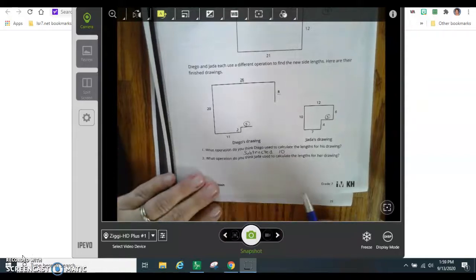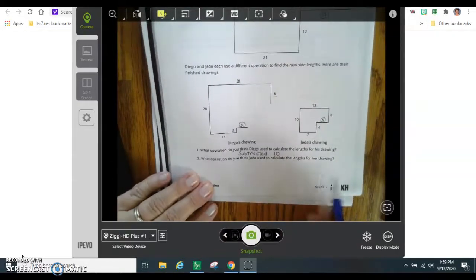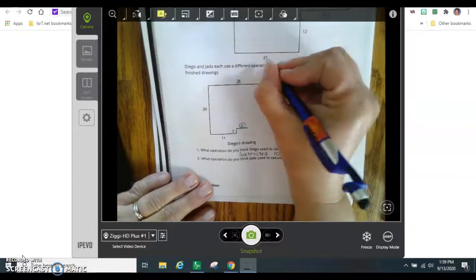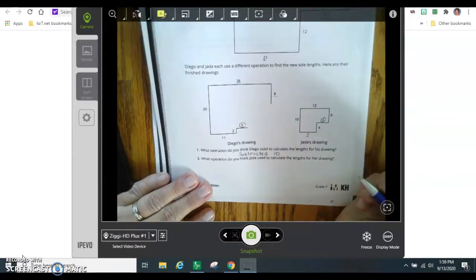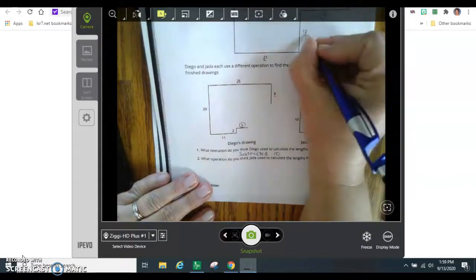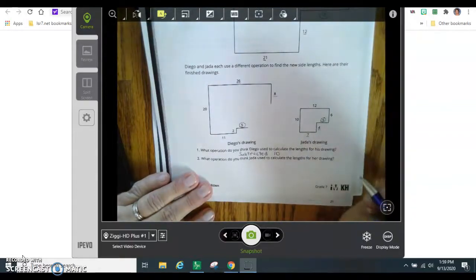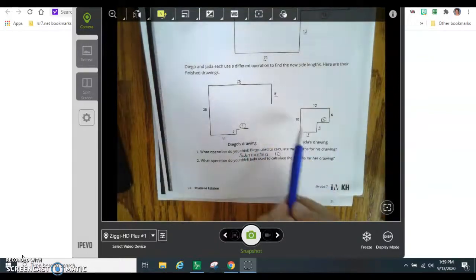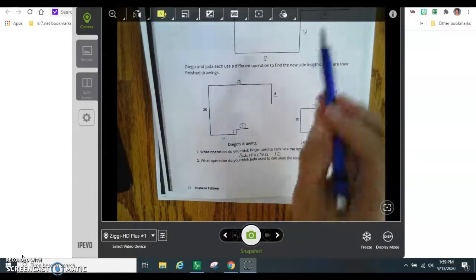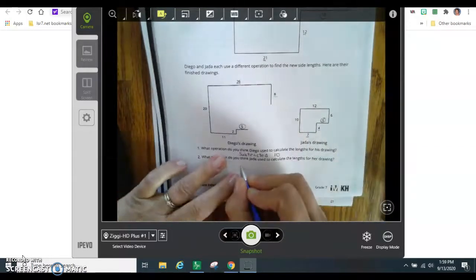Now, what operation do you think Jada used to calculate the lengths for her drawing? She went from 21 to 7, 12 to 4, 15 to 5. She's not subtracting. What is she doing? She is dividing by 3.